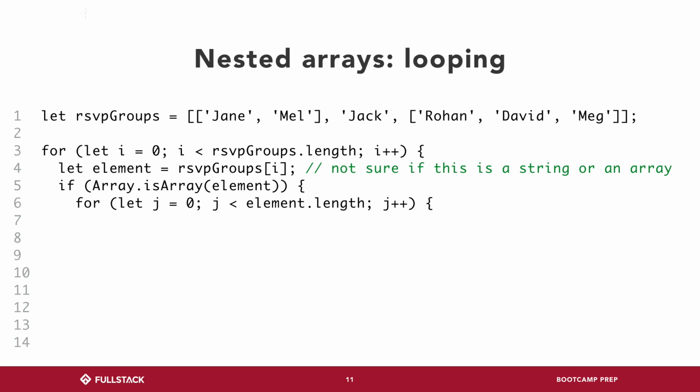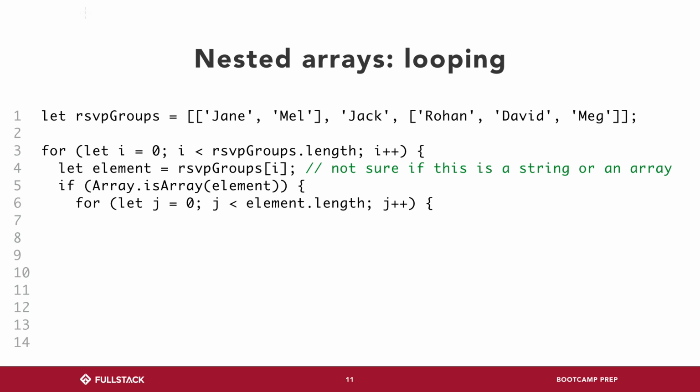Line 5, do you translate that into English in your head, or do you just get used to reading the actual code? Because if I look at it, I say to myself, all right, if the element in RSVP groups is an array, yes, then whatever. But do you do that, or do you just say if array is array element?